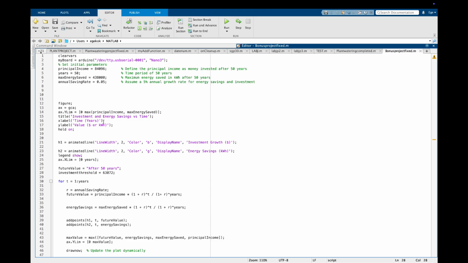So, jumping into my code, I've set up initial parameters in which I define the principal outcome. Based on my calculations, I found that the principal outcome invested after 50 years was $84,096. Time period of 50 years. Maximum energy saved is 438,000 kilowatts per hour, and the annual saving rate is just a 5% annual growth for energy savings and investment.